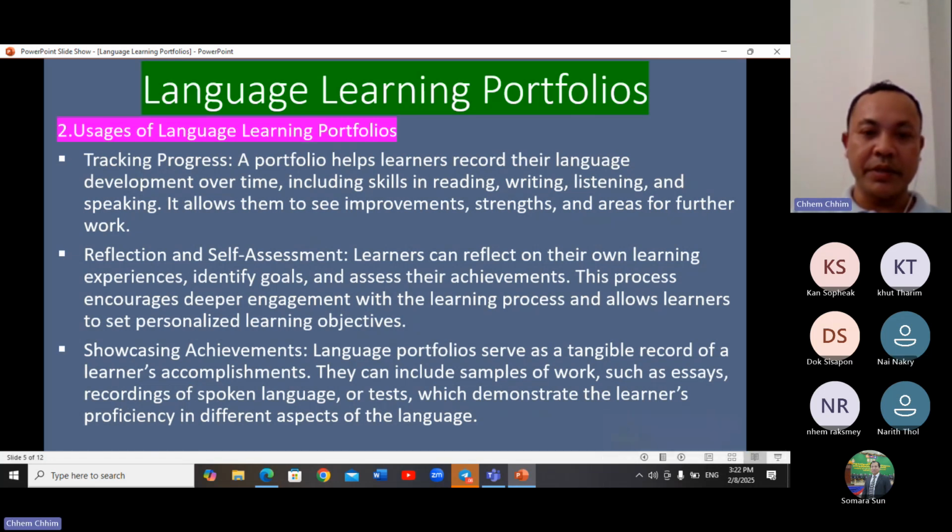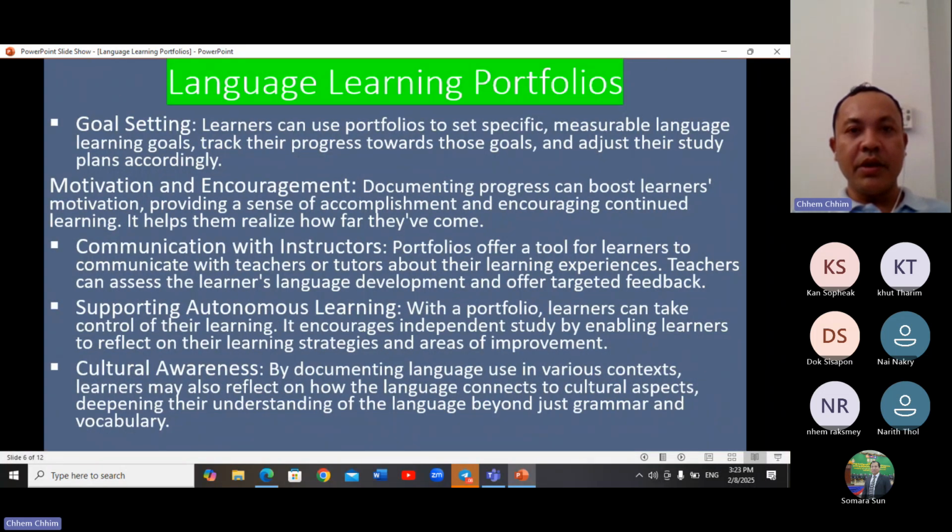Next, showcase achievement. Language portfolios serve as a tangible record of learners' accomplishments. They can include samples of work such as essays, recordings of spoken language, or tests which demonstrate the learner's proficiency in different aspects of language. And next, setting goals. Learners can use portfolios to set specific measurable language learning goals, track their progress toward those goals, and adjust the study plan accordingly.